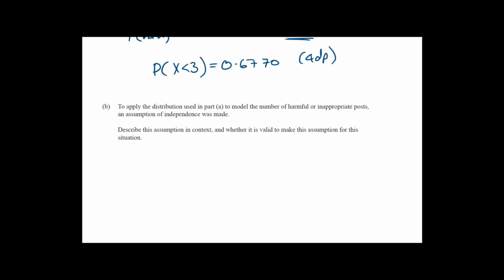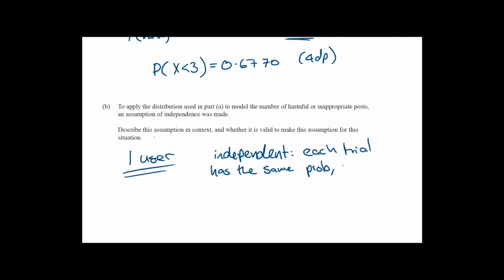So here we get to the point that I was making before. To apply the distribution used in part A to model the behavior in appropriate posts, an assumption of independence is made. Describe this assumption in context, and whether it is valid to make this assumption in this situation. Well, it comes from one user. So that's important. So let's just define independent. It means that each trial has the same probability, and the probabilities do not change.